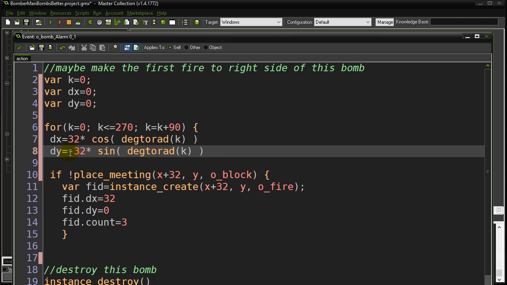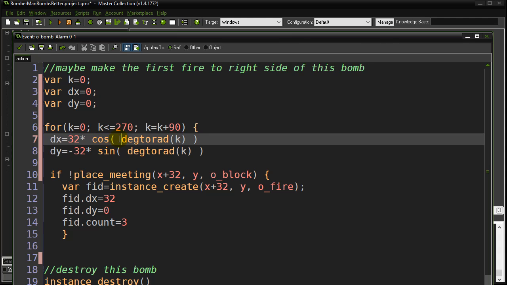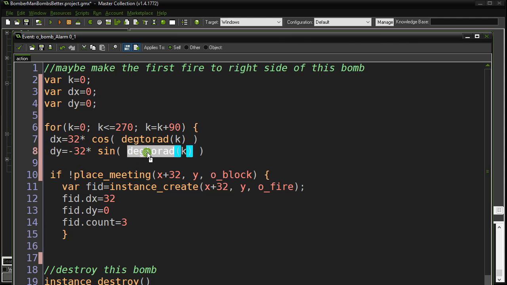So pretend this is 0 degrees, going to the right. K is 0, degrees to radians, 0 to 0. The cosine of 0 is 1. If you don't know that from your math 10, 11, 12 class, then I guess you just got to trust us here. And 32 times 1 is 32. So dx will be 32. The sine of 0, which relates to the y value, is going to be nothing, 0. So this is negative 32 times 0. So the dy will be 0.